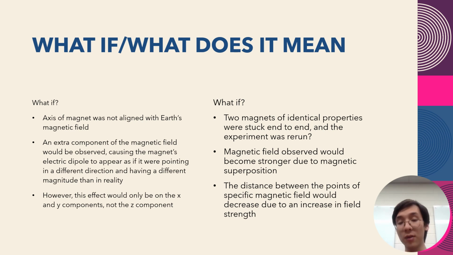To answer the other question, what if two magnets of identical properties were stuck end to end and the experiment was rerun? The magnetic field observed would become stronger due to magnetic superposition. In addition, the requirements for the experiment, where a certain magnetic field must be discovered and the distance recorded, would be different. The distances would be shorter as the magnetic field strength would be higher.